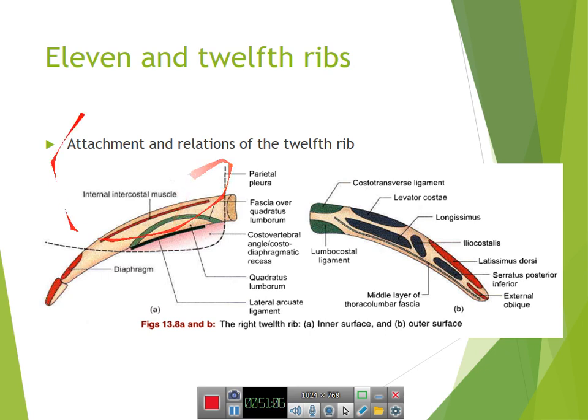The fascia covering the quadratus lumborum is also attached to this part of the rib. So number one is a muscle, and number 2 is a muscle's fascia. The internal intercostal muscle is inserted near the upper border.